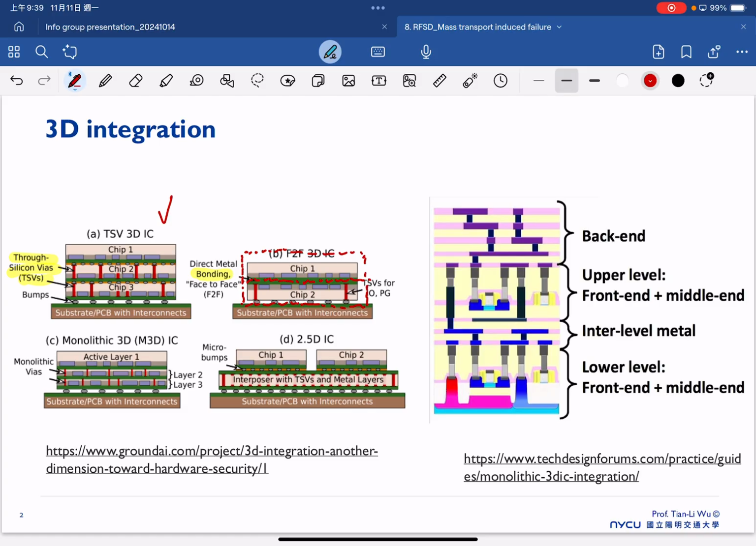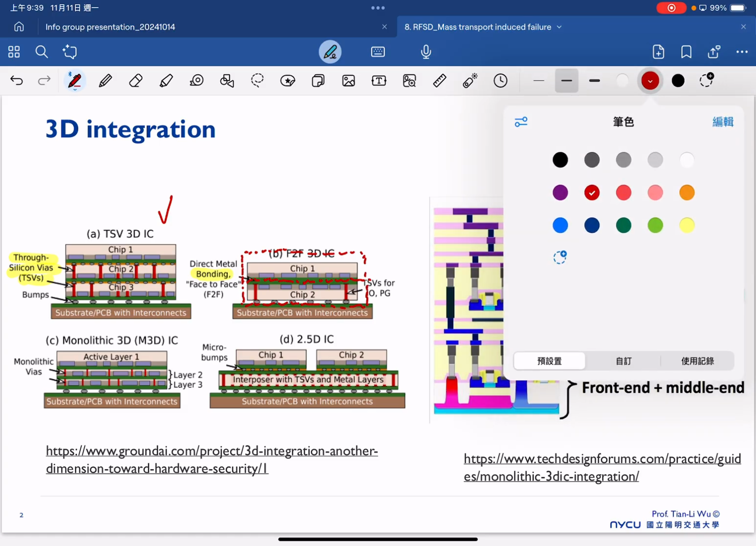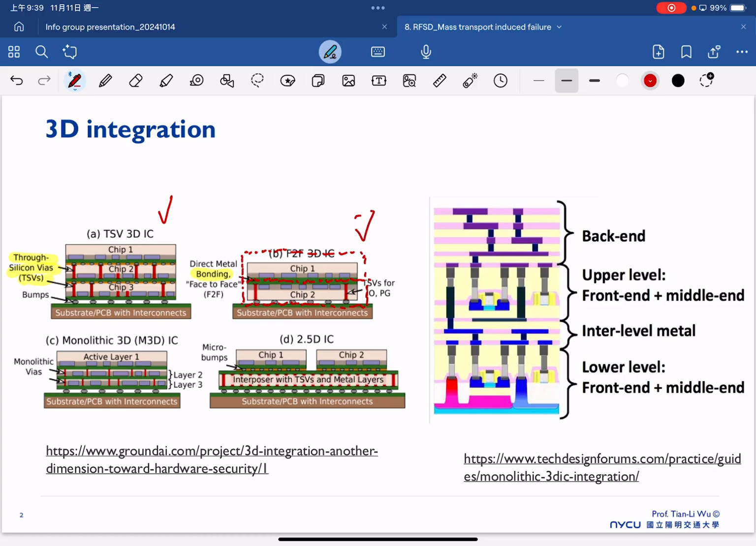bonding technology. And also we have what we call the monolithic 3D ICs. These are the future of 3D IC. Some of them are already realized, some of them are still under development.